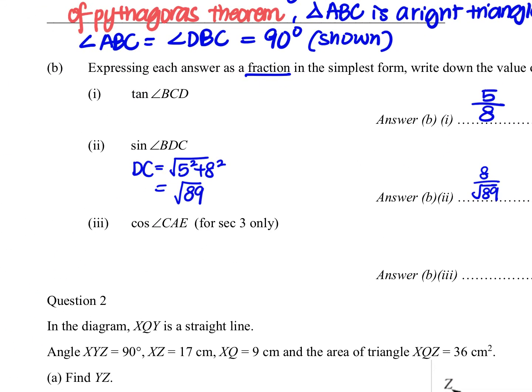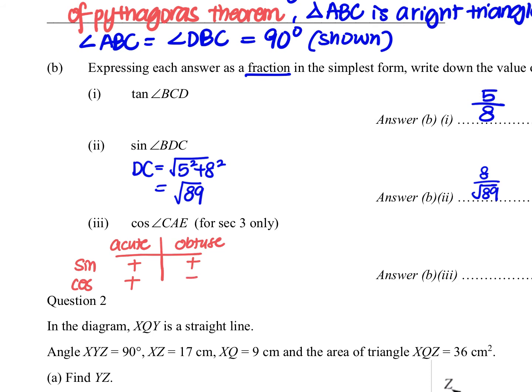Let's recall a little bit on some of the properties for obtuse angles. Sine is positive for both acute and obtuse angles. But the cosine will be positive for an acute angle but negative for an obtuse angle.